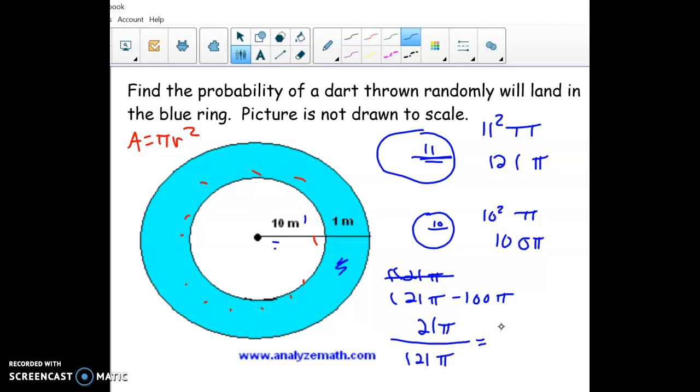Okay, and then the pi's cancel, and our chances is like 21 out of 121. And you could divide those to get a percentage, but I think that'd be about 1 in 6 chance if you reduced that or divided it, so about 17%. So if it randomly hits in there, chances of hitting in the blue ring is 17%.